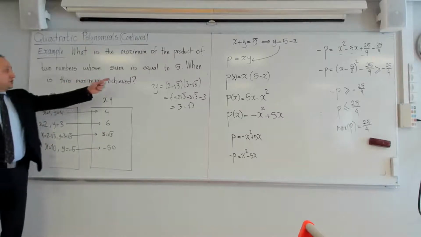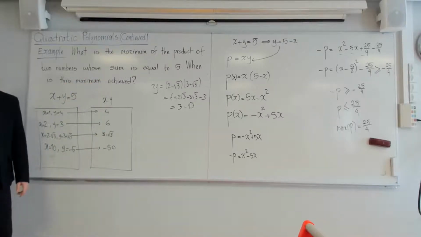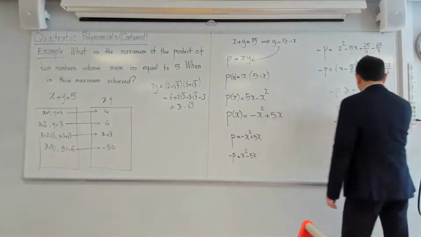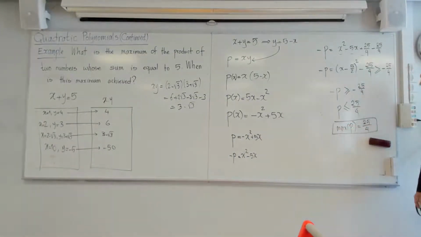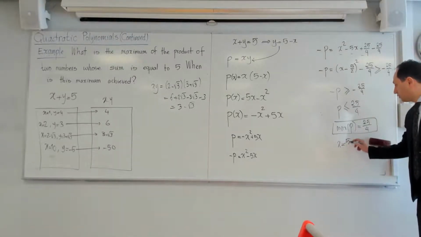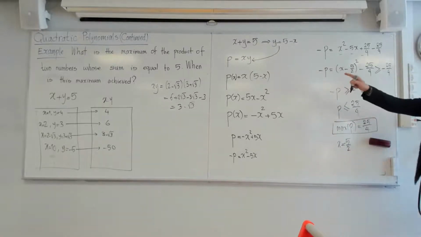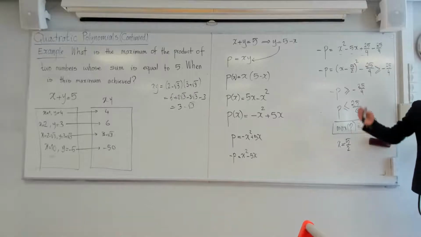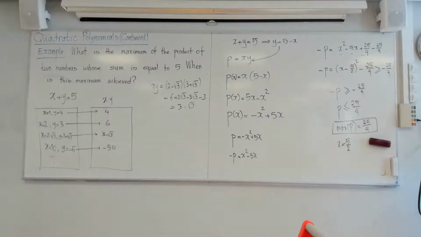But another question: when is this maximum achieved? Now answer. So this is the answer to this part of the problem. When is this maximum achieved? Yes? When x is equal to 5 over 2. Exactly. So it means x should be equal to 5 over 2. But in this problem, I need to answer for two variables, x and y. x is 5 over 2. So what happens to y?